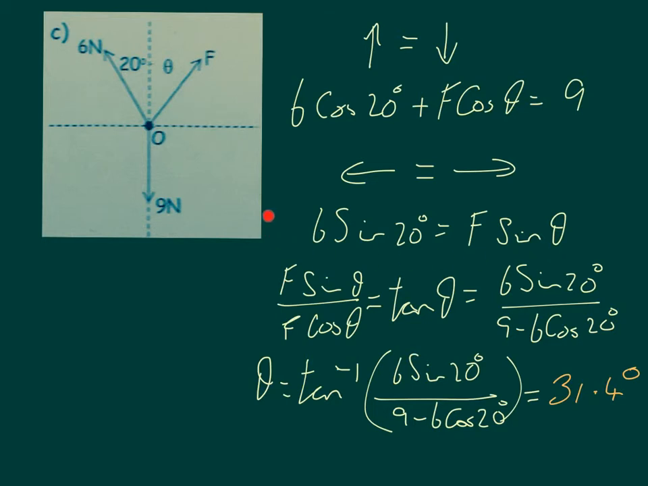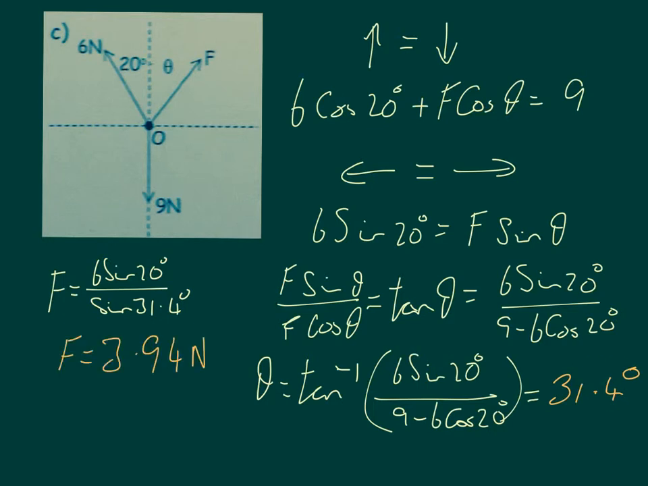So we can just substitute back into this, which is the simplest of the two equations, to get F. F is going to be 6 sine 20 over the sine of theta, and that becomes 6 sine 20 divided by the sine of our value for theta, which is 31.4. And that gives us 3.94 newtons.